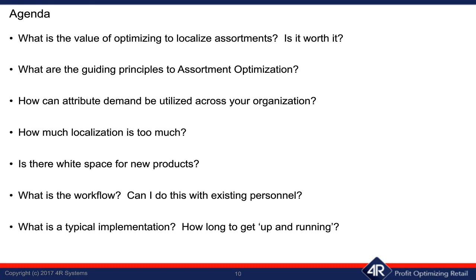First, we're going to talk about the benefit of localizing assortment, along with the guiding principles of optimizing your assortment. We'll focus specifically on attribute demand and how utilizing this input can assist you across your organization, as well as ensure you have the optimal assortment. Kevin and I will also focus on discussing how your customer buying behavior, once identified, can be utilized to determine what new products should be offered by your chain. Lastly, we'll talk about the importance of a solid assortment optimization workflow and how quickly you can get up and running to begin achieving the benefits.